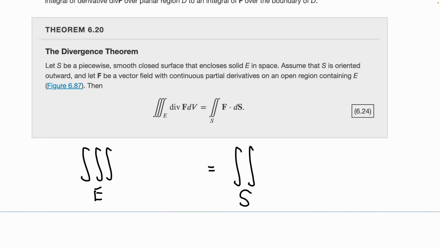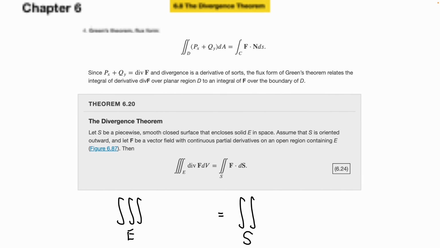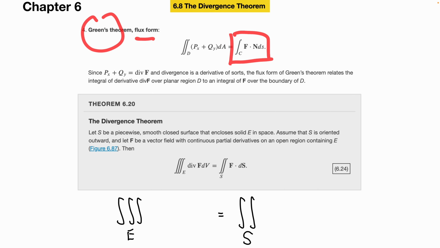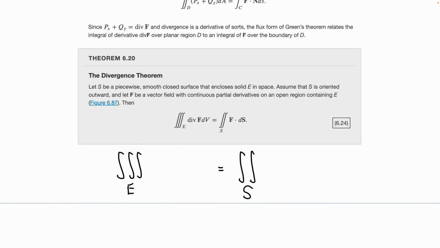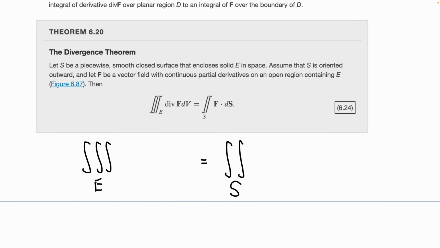All right, so what are we doing? We are extending Green's in its flux form. Let's look on the boundary. We're taking the flux across the line integral. To go from Green's to the divergence, the boundary is now going to be a surface integral. So this is going to be flux across a surface.